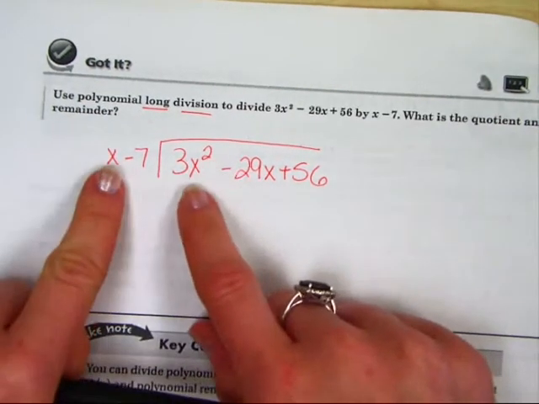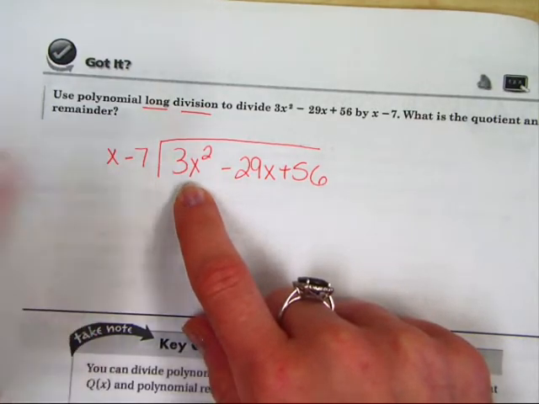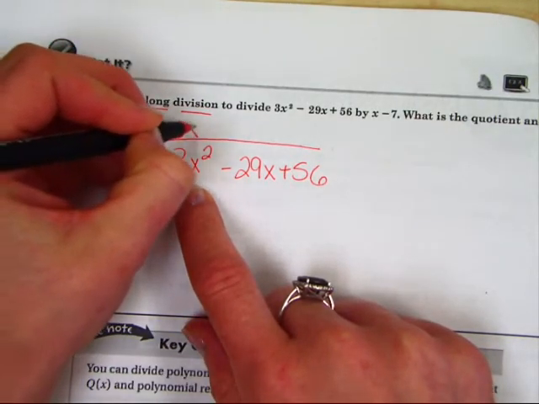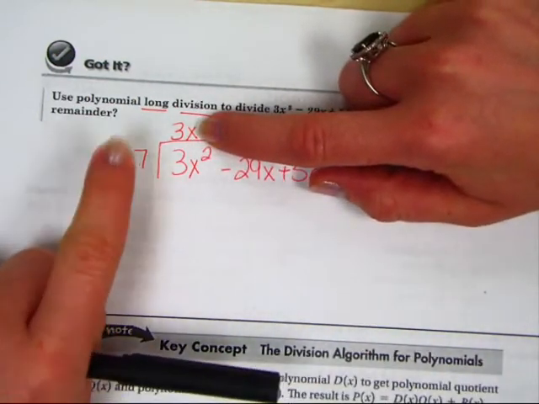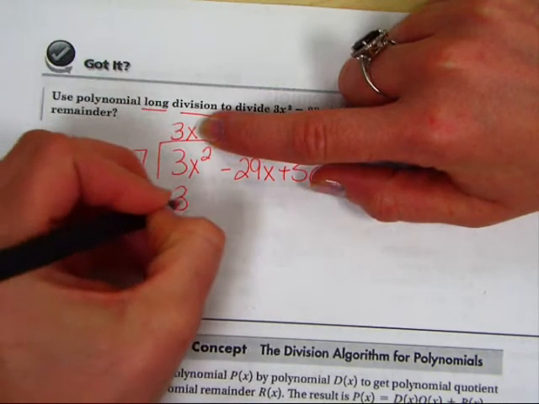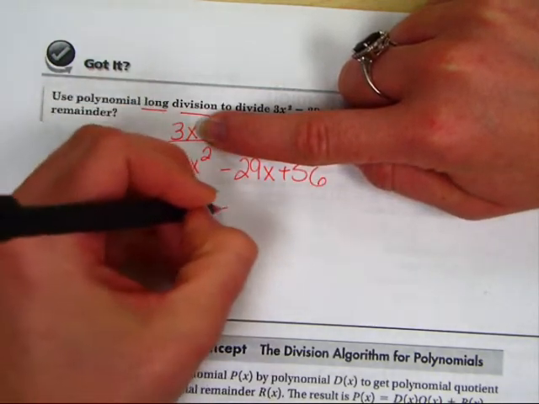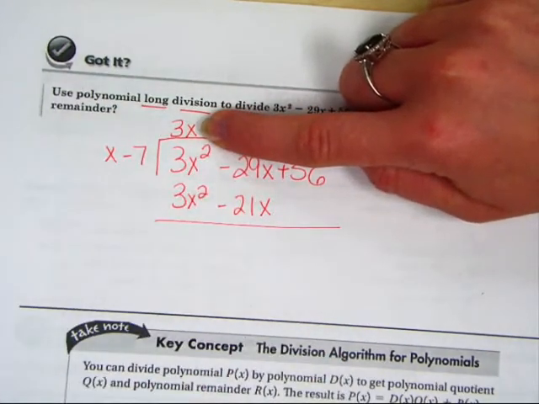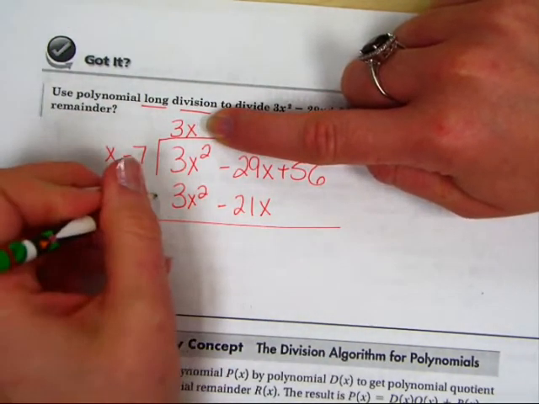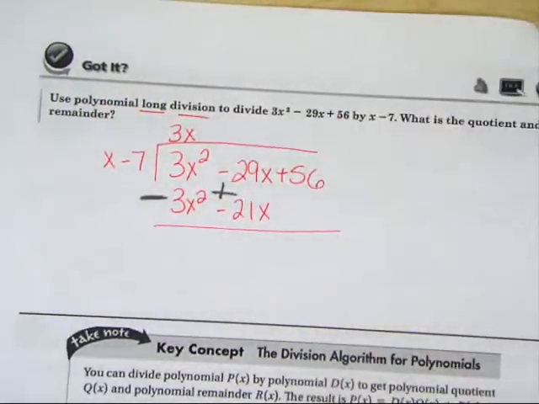So the question becomes, what does x need to become 3x squared? So I need a 3 and another x. Now I backwards distribute. 3x times x is 3x squared, and 3x times negative 7 is minus 21x. Something very important to remember here, and I always use a different pencil or something, is to change these signs to make sure you get it right.